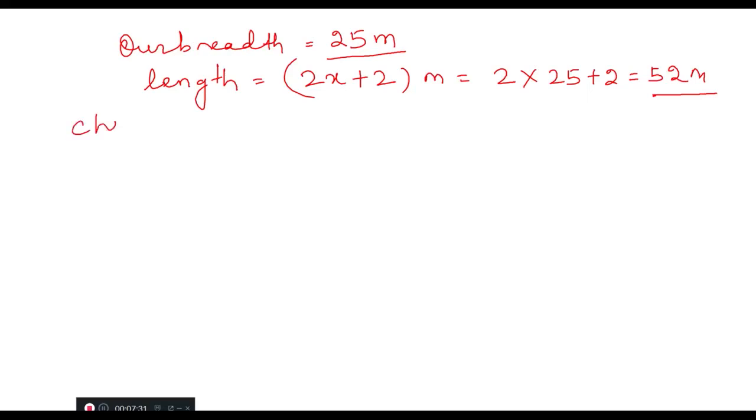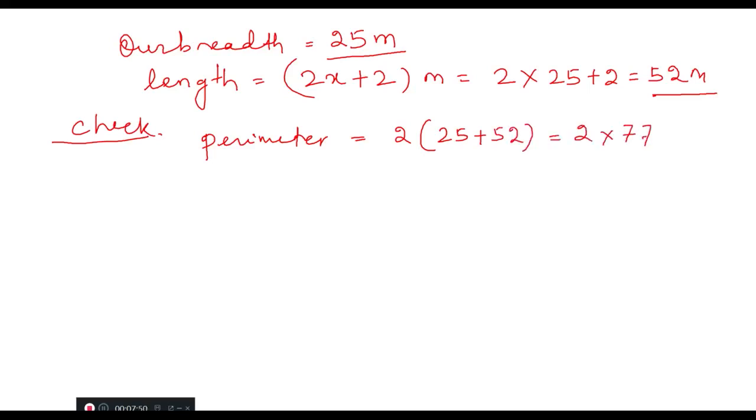So let us check. It is given that the perimeter is 154 meter. Perimeter is equal to twice of 25 plus 52, which is twice of 77. So this is equal to 154 meter. So our answer is correct.